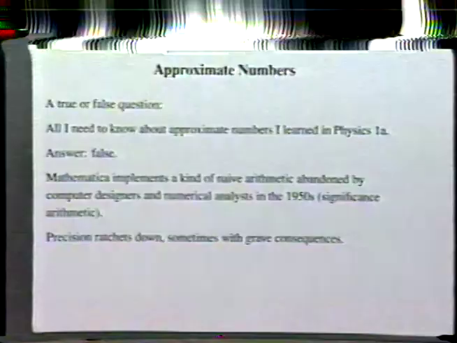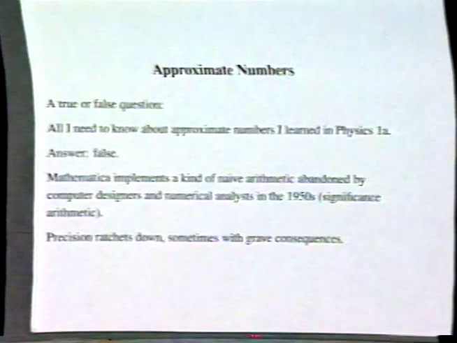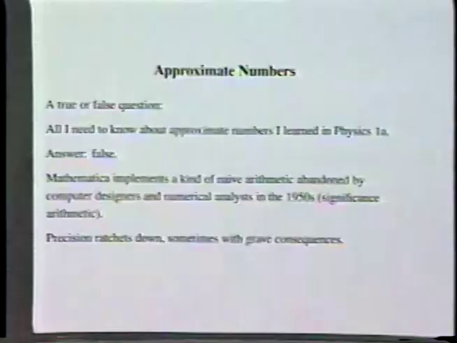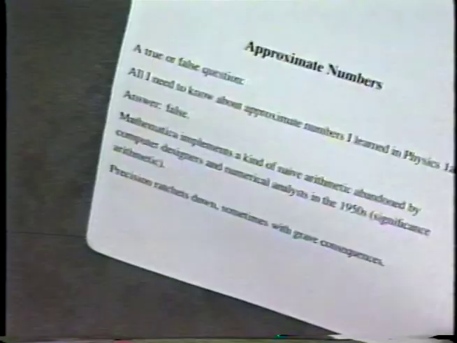temperatures and so forth. And you're told to take the numbers that you get, whether they're three digits or four digits, and judge the best you can. And when you combine them in certain ways, you drop the digits that you're unsure of. Well, you can do this with computers. The problem is computers do many, many arithmetic operations. And if you use these kinds of rules, they're called significance arithmetic. If you use them for a whole sequence of calculations, what happens is all significance disappears. And that's why computer designers and numerical analysts don't use significance arithmetic. The loss in precision is too drastic, and it's often unwarranted. Precision ratchets down in your calculations, sometimes with disastrous effect.